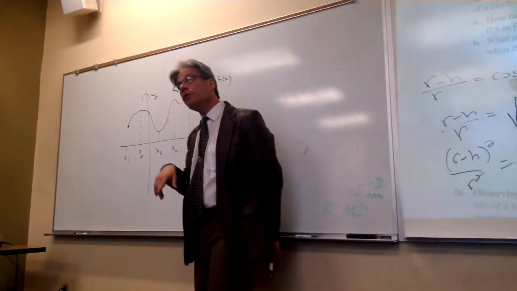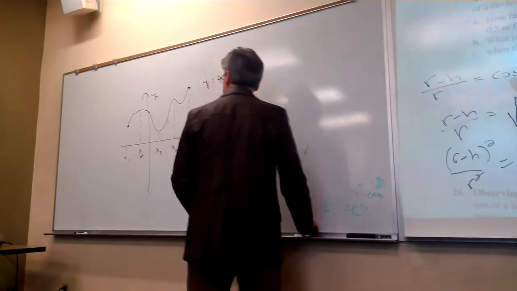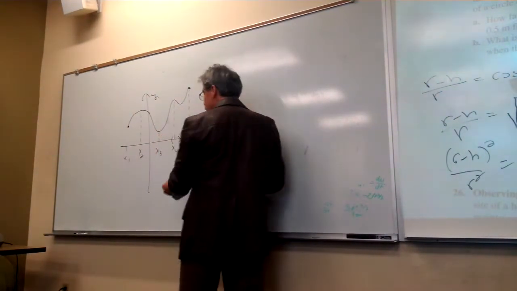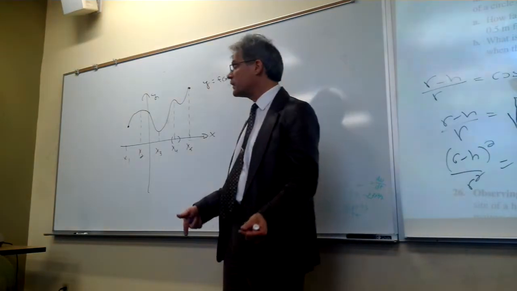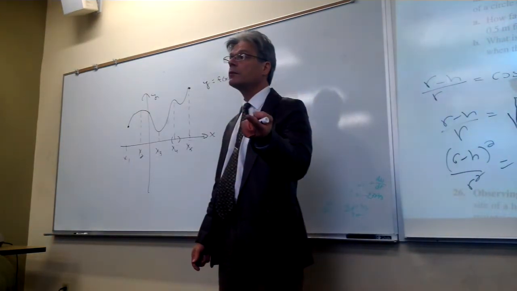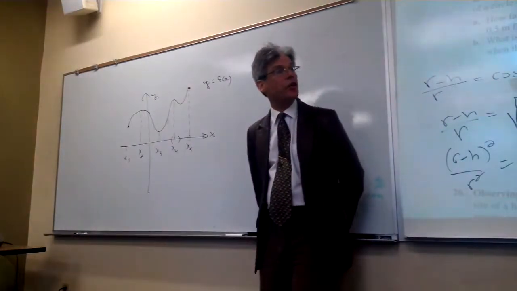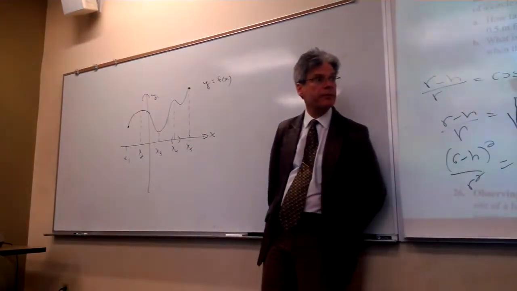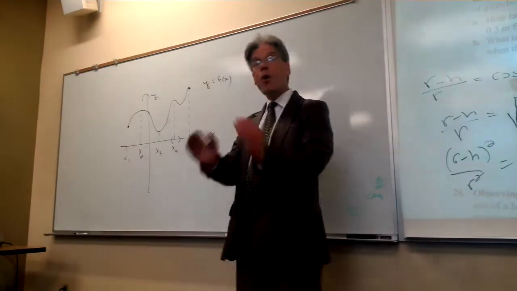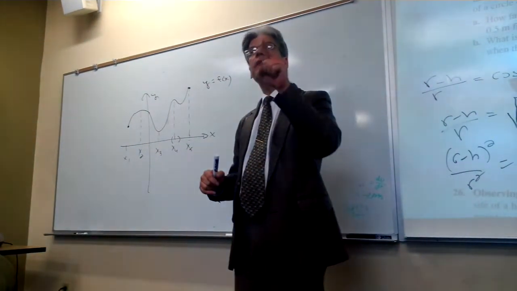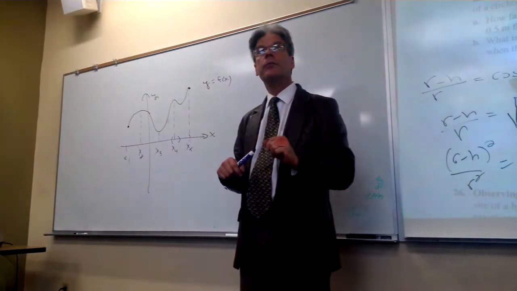But do you think I can find some open interval about x equals x sub 4 for which, over that open interval, x sub 4 yields the biggest y value? Yes. Then I'm going to refer to x sub 4 as an x value that yields a local or relative maximum, because I can find some open interval about x equals x sub 4 for which the corresponding y value is the largest over that open interval.